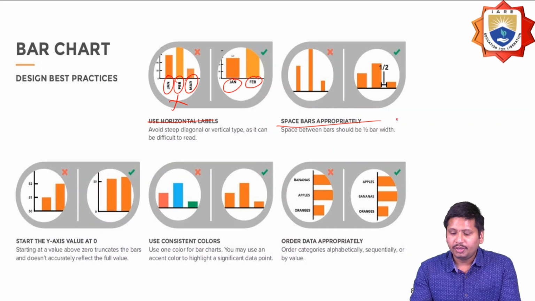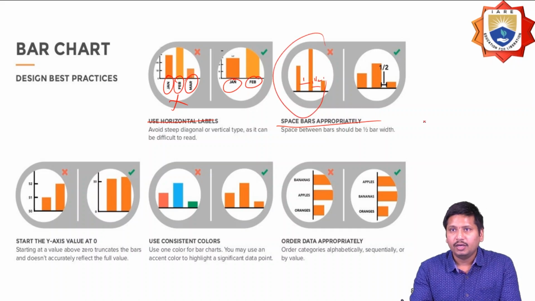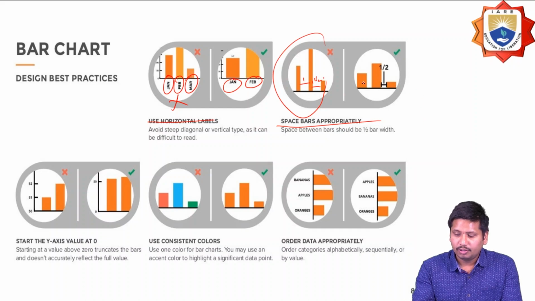And next, the spacing of the bars should be appropriate. Equal spacing should be maintained here. For example, it should not be 1 inch here and 1.5 inch there, that kind of thing may not be suitable. The distance or space between the bars should be equally maintained, most preferably half an inch.